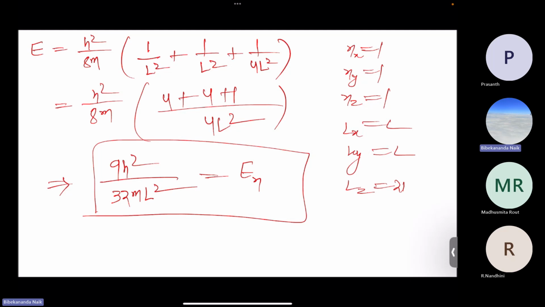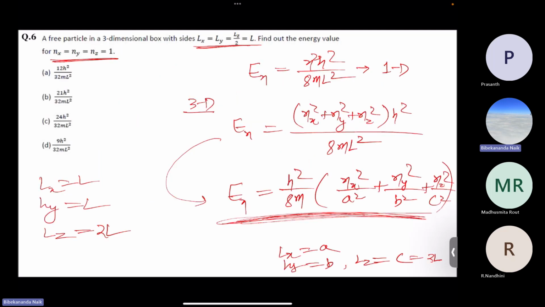So if you calculate, the energy will come out to be 9h square divided by 32 mL square. So the correct option is option D, 9h square divided by 32 mL square.